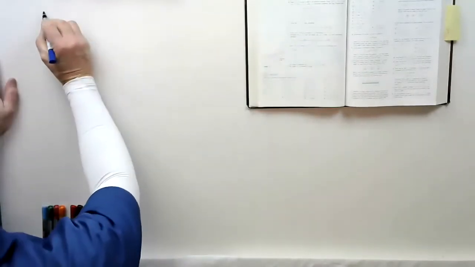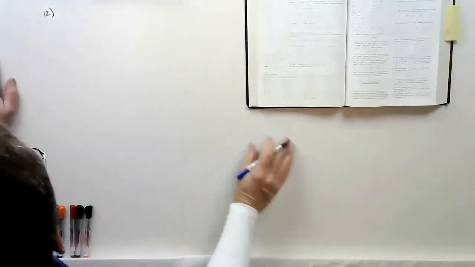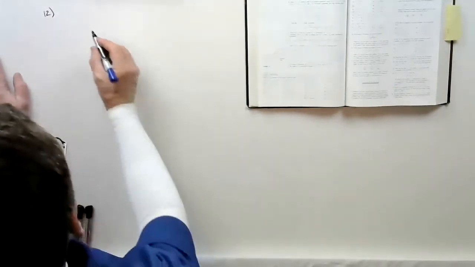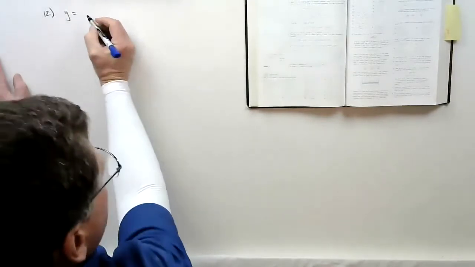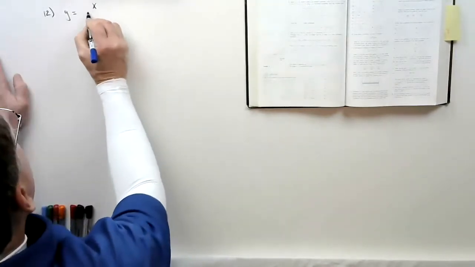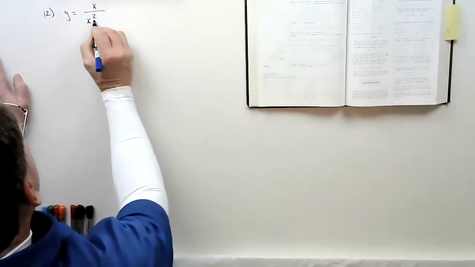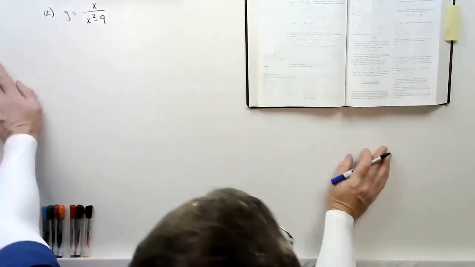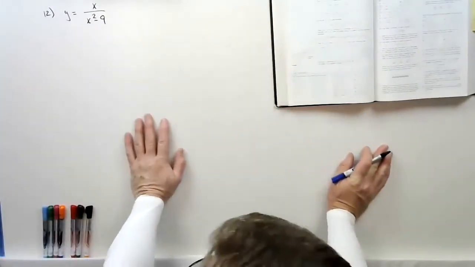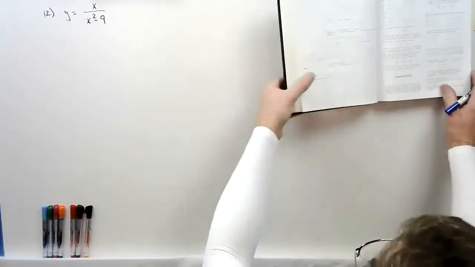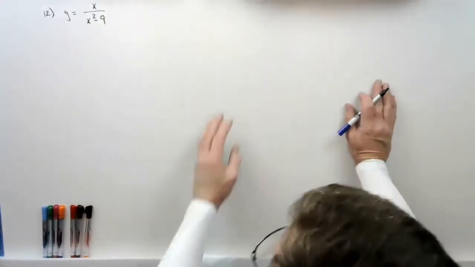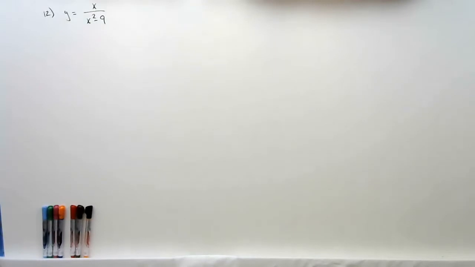All right, there's nothing special about any of these problems. So I'll start with problem number 12. Now, problem number 12 is y equals x divided by x squared minus 9. Before we can do any of the work, we need the derivative and the second derivative. So the very first thing we have to do is find the derivative.